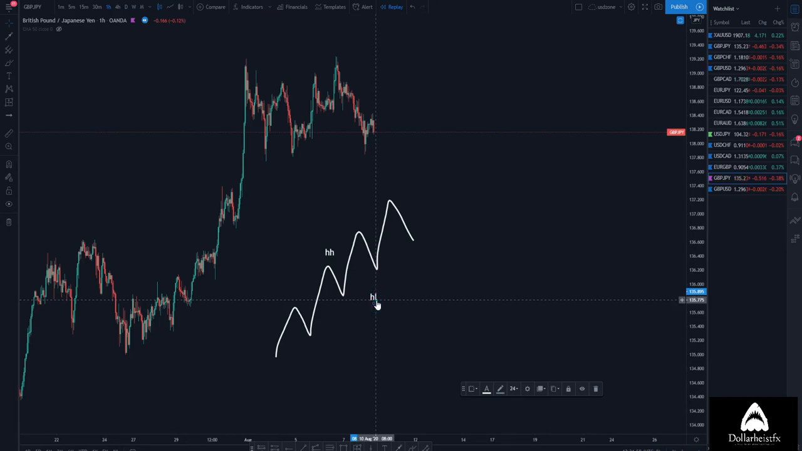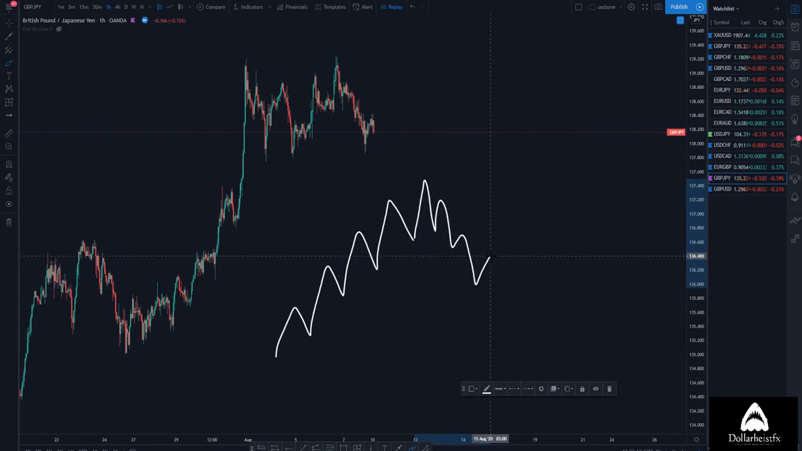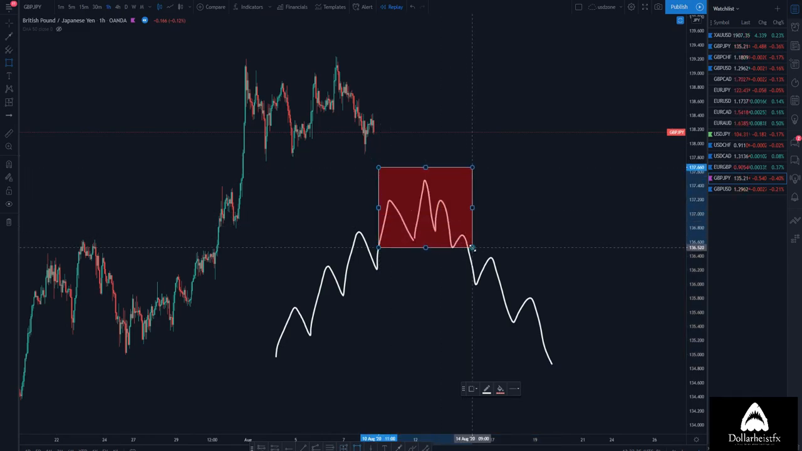And then maybe one day all of a sudden the market starts to lose its power, its strength, and it starts to do like this, and like this, and then it goes like this. This movement right here is what I call a reversal movement.